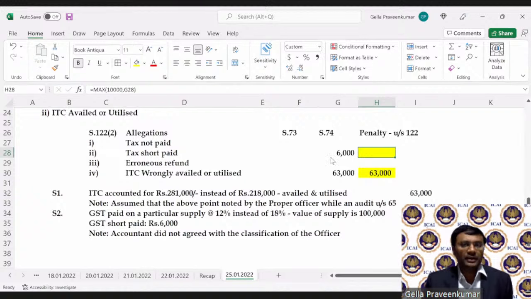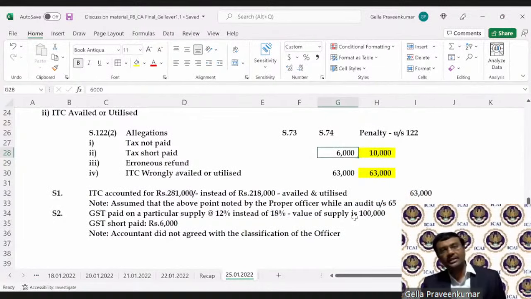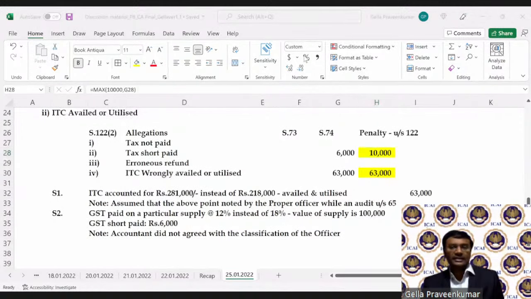Let us come back to our presentation. Look at here. Penalty equal to rupees 10,000 or tax due from such person, whichever is higher. Now, in this particular example, students, I have a tax amount of 6,000. But when I go to the penalty provision under 122, unfortunately, it says 10,000 or tax amount, whichever is higher. Applying that provision, I have to pay 10,000 as a penalty. This is how we apply the provisions of section 122.